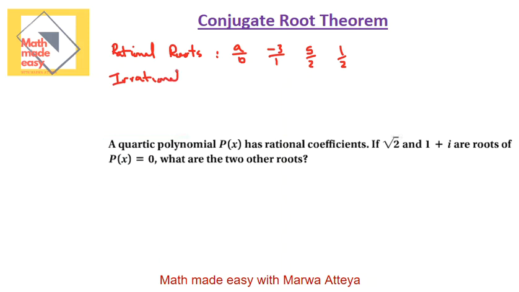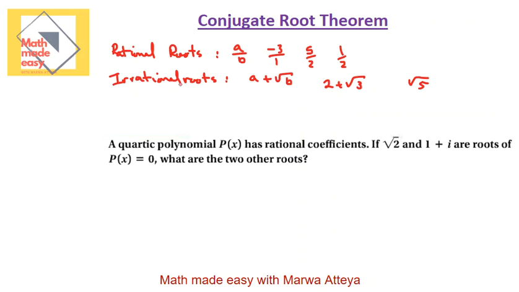Now, irrational roots, like radicals, can be written in the form of a plus radical b. An example for that would be 2 plus radical 3. This is an irrational root. Radical 5. This is an irrational root. The number under the square root is not a perfect square, so your answer for that cannot be an integer or a whole number. So these are irrational roots.